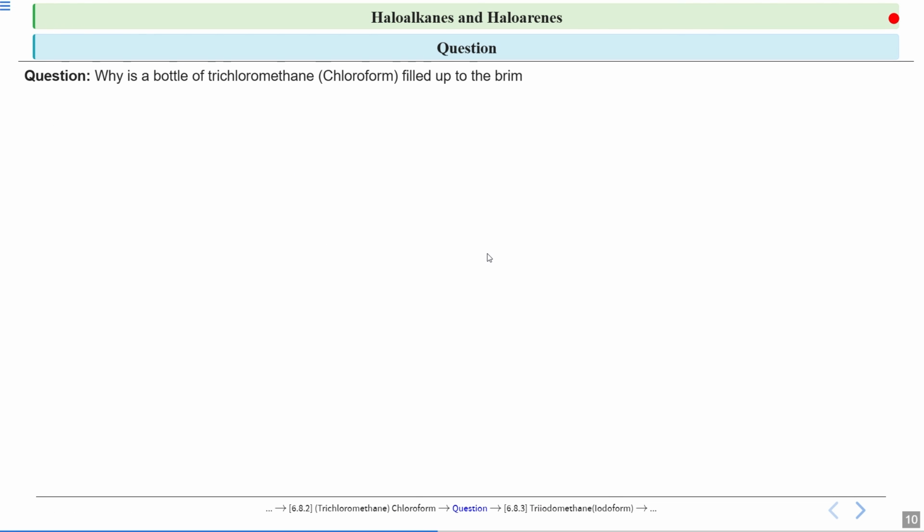Okay, let's do the question. Why is a bottle of trichloromethane or chloroform filled up to the brim? We just have discussed this, right? The question is asking you to explain why the bottle in which you have stored the chloroform should be filled up to the brim, completely. Why is it so? You are given some time. Try to solve this question, and then we will see the correct answer.